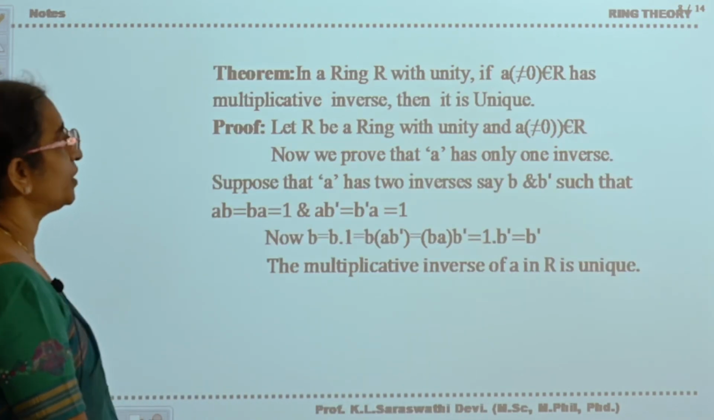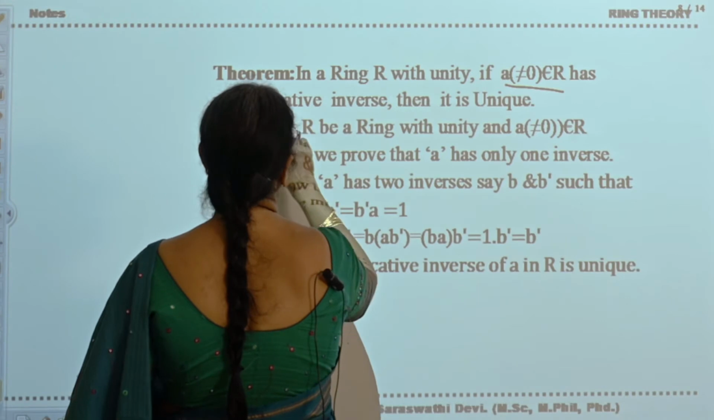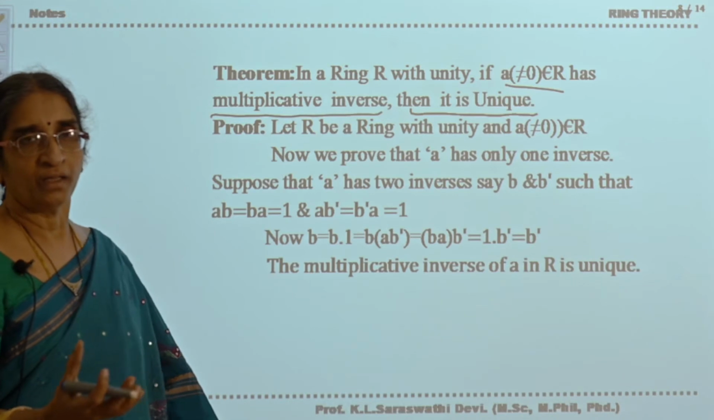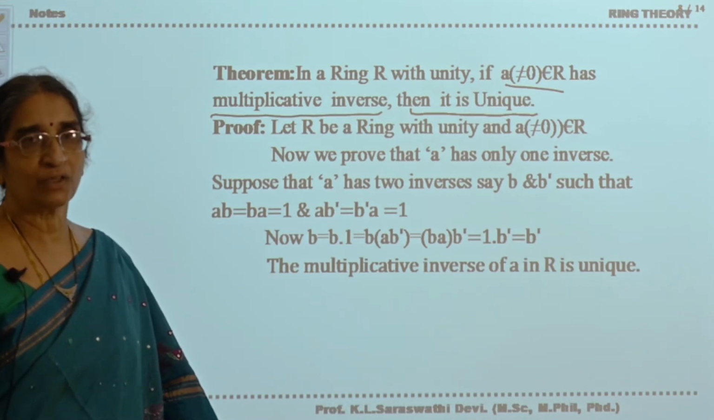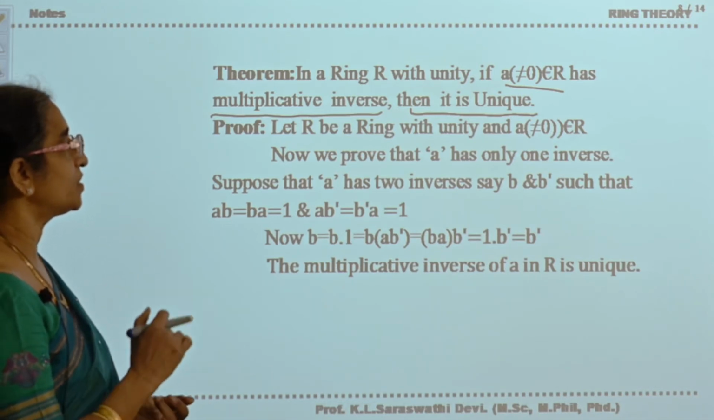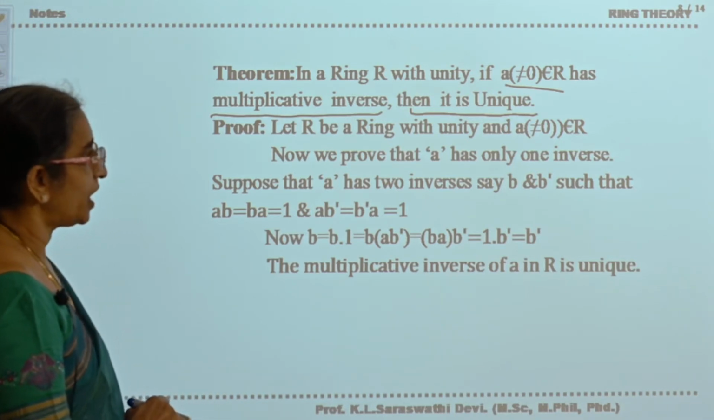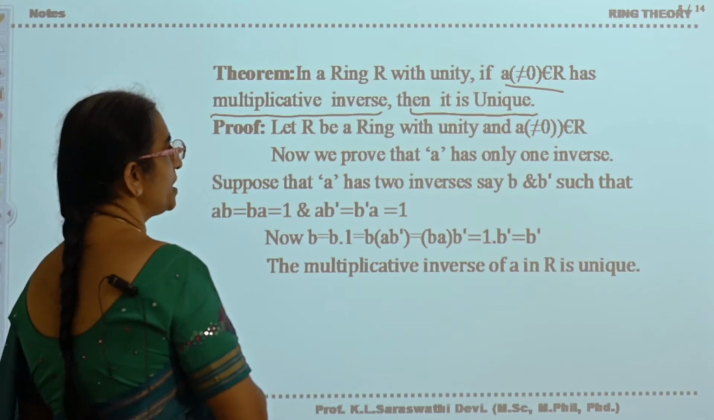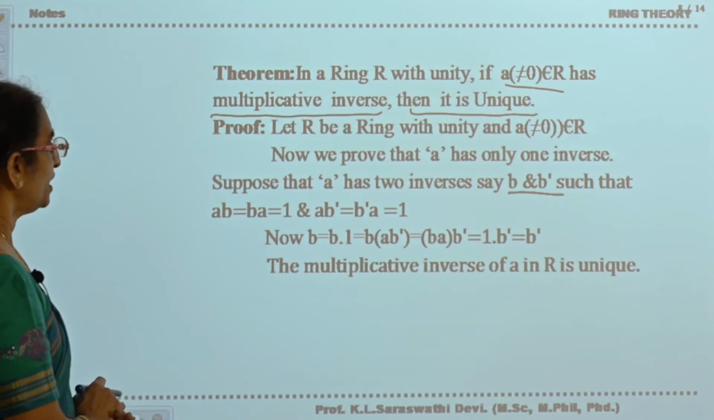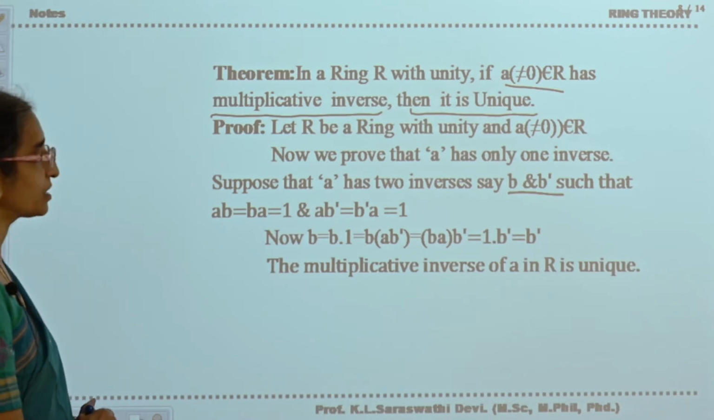In a ring R with unity, if A is not equal to 0 belongs to R and has a multiplicative inverse, then it is unique. Suppose in a ring, an element is possessing a multiplicative inverse, then it is unique, you have to say. R is a ring with unity and A is not equal to 0. We prove that A has only one inverse. Suppose not, it is having two inverses, B and B dash are the two inverses of A. Then AB is equal to BA is equal to 1. AB dash is equal to B dash A is equal to 1.